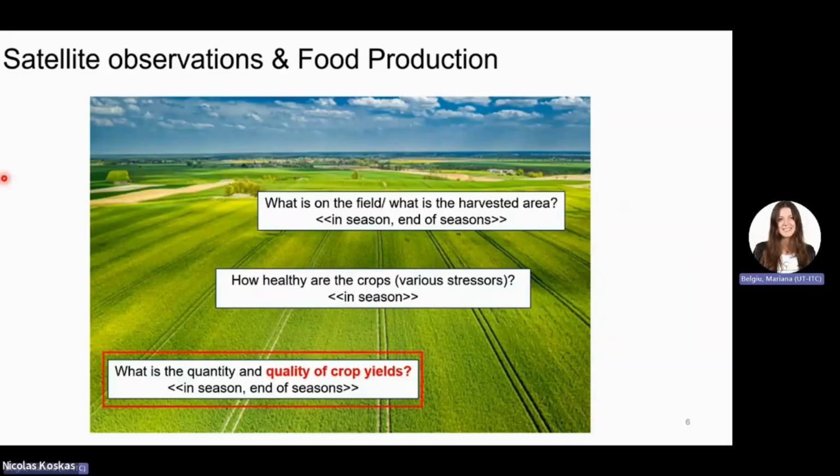And in the next slides, I would like to focus especially on this particular aspect, on using satellite observations and machine learning for assessing the quality of crop yields.